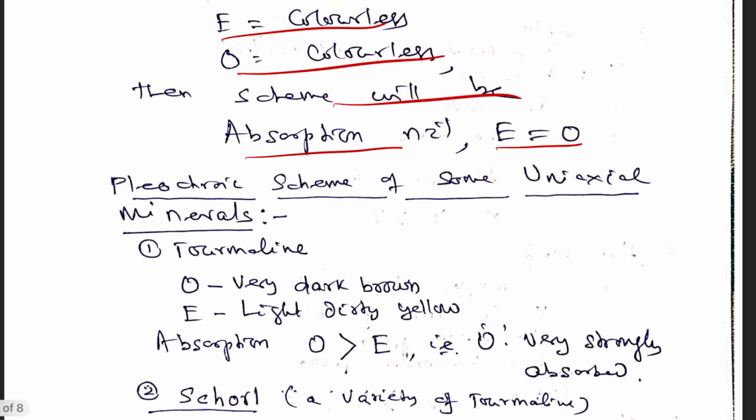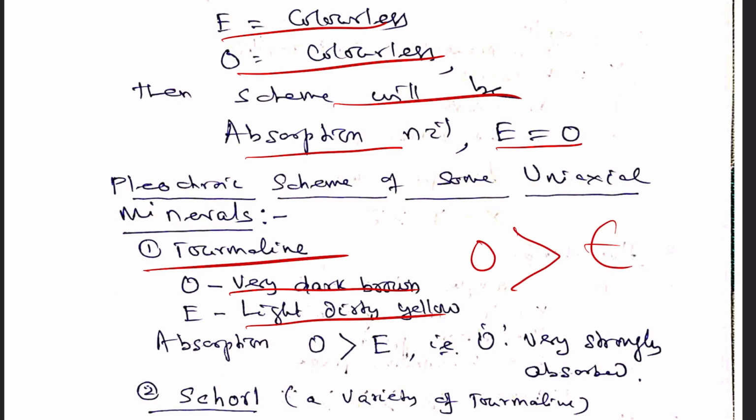And let us see the pleochroic scheme of another uniaxial mineral, tourmaline. O very dark brown, E light dirty yellow. So O is greater than E. This is the absorption.